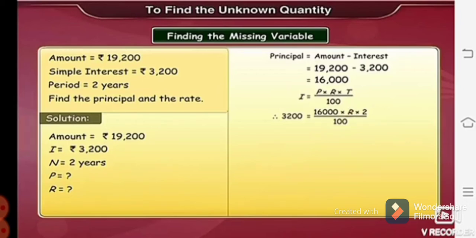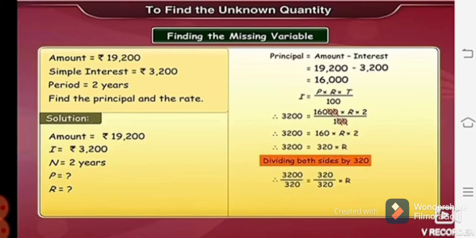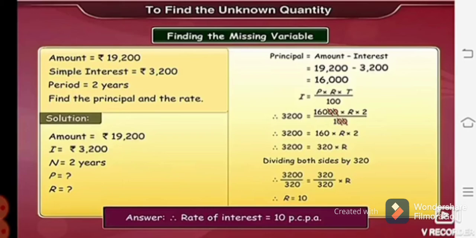Yes. Now R's value we are going to find out. For that, 3,200 is equal to, zeros will go, meaning 160 into R into 2. Therefore 3,200 is equal to, that 2's multiplication will give us 320 into R. Dividing both sides by 320, we will get R is equal to 10. That is, the answer: rate of interest is equal to 10 PCPA.